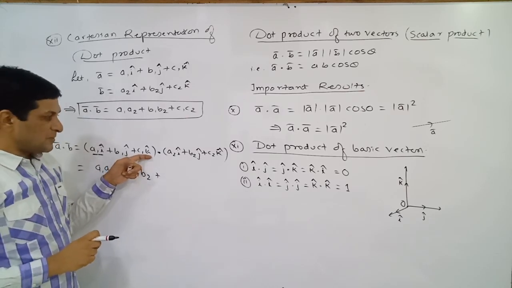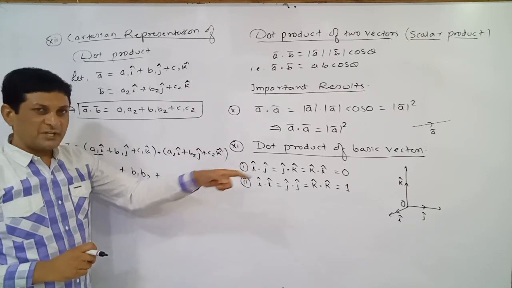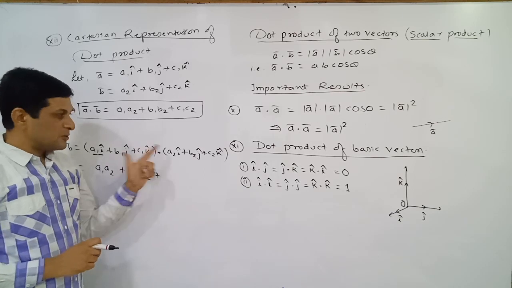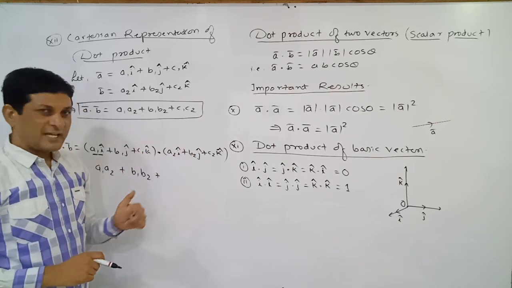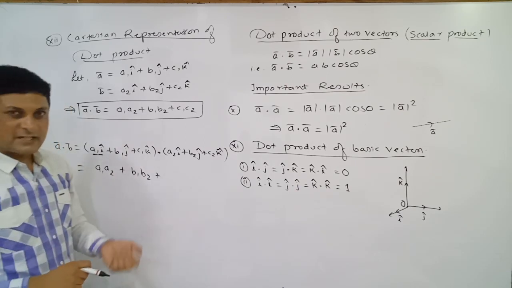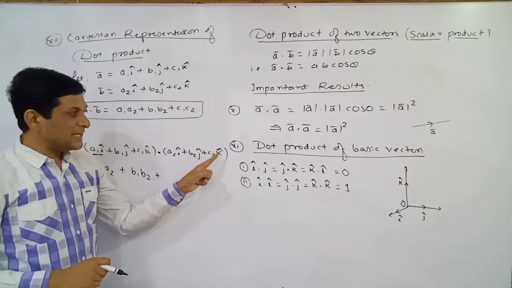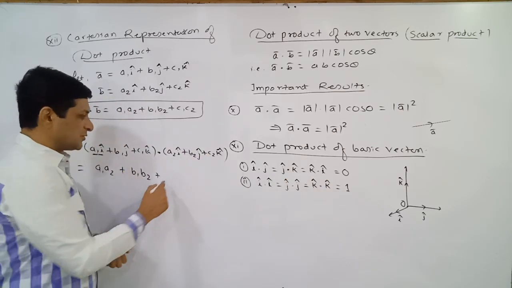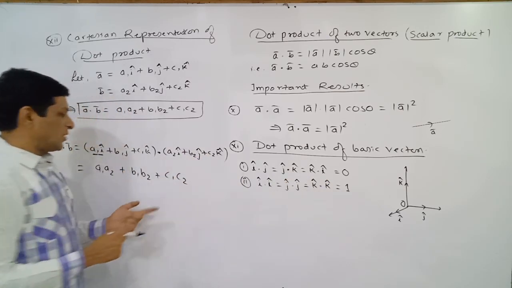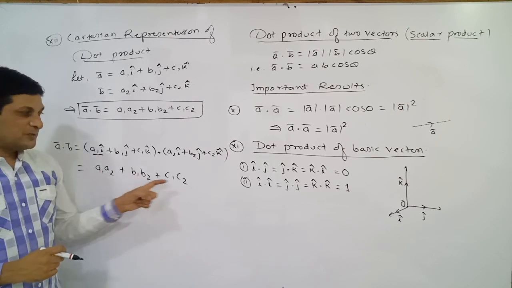Now take the dot product of k cap with the three terms in this bracket. k cap dot i cap is 0, mutually perpendicular. k cap dot j cap is also 0 because these two vectors are also perpendicular, and k cap dot k cap is equal to 1, and 1 into c1 c2 is c1 c2. So the result we are getting is a1 a2 plus b1 b2 plus c1 c2.